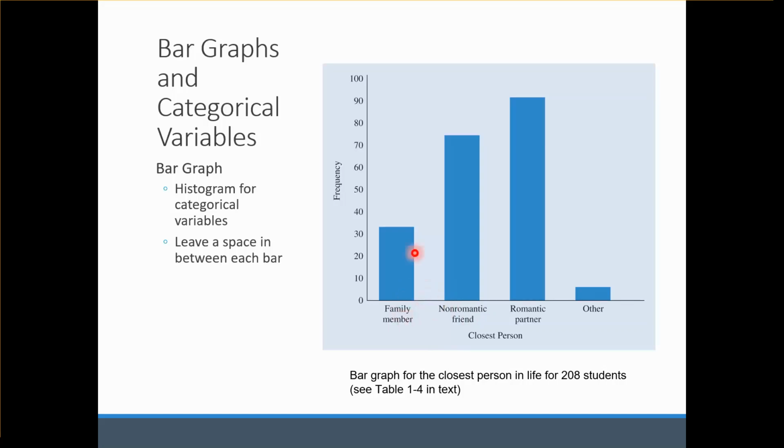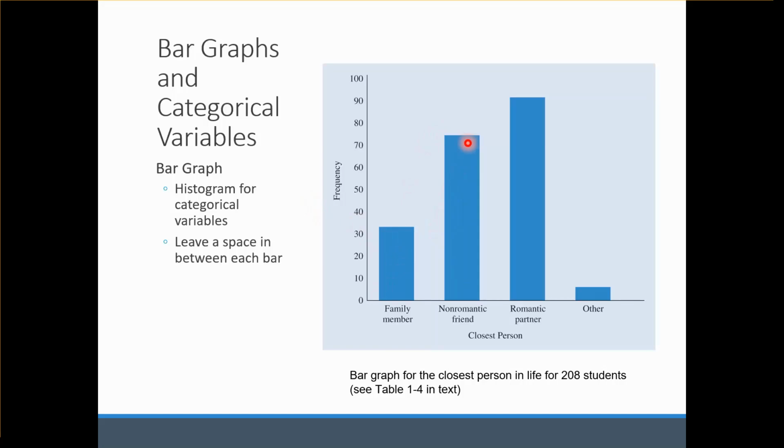Your family member, so this is of the closest person in your life. Let's say that we do a survey, we just ask people, just name the closest person in your life. And they say a family member, a non-romantic friend, a romantic partner, or other, okay? This is asking 208 people at this college. And you leave space between them because these are not connected categories. They are just categories. So there are about 33% said family member, no, not percent, frequency. 33 of the 208 said family member.